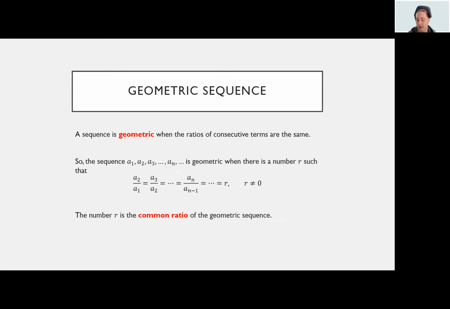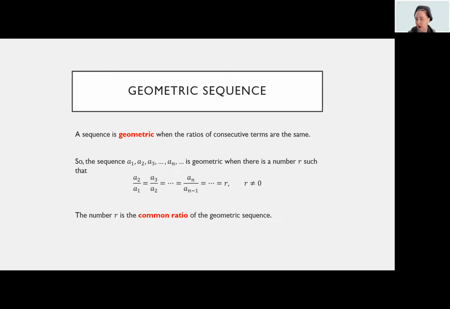Basically, if you have the first 2 terms, you always take the second term divided by the first. You have to do it in the order where the most recent term is divided by the previous term. That division will always result in the same number. The second term divided by the first term will give you the same number as the third divided by the second, and so on. All of those will result in the same number, and we call that r, and it cannot be equal to 0. That is the number that we are multiplying our terms by to get to the next term. So r is this common ratio.